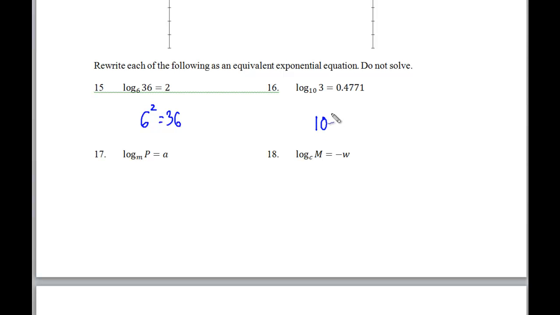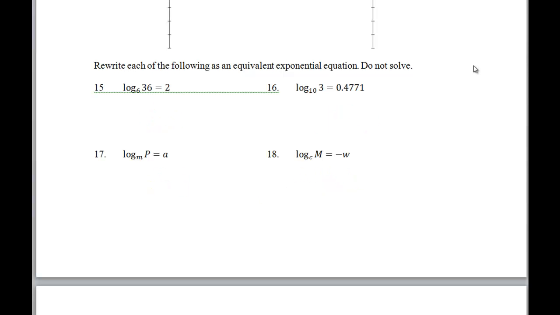10 to the 0.4771, or 4,771 ten-thousandths, is equal to 3. How about this one here? This is m to the a power equals p. Or p to the m a, I guess, if you wrote it the other way around. You could also write this here. Let's go with c to the negative w power is equal to m, or you could write m is equal to c to the negative w.